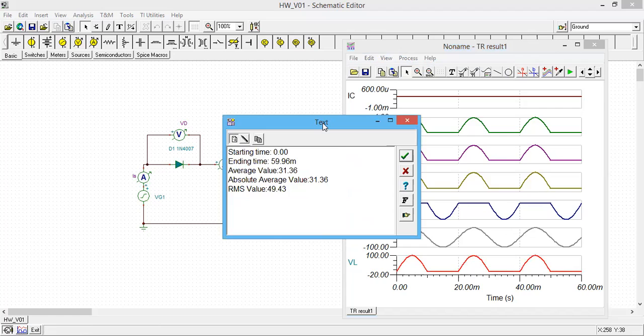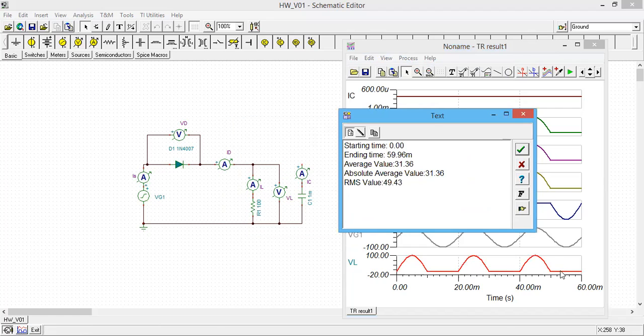It will do this averaging from 0 to 59.96, almost 60 milliseconds. So it will take this total period, get the integral and get the average. So the average value is 31.36, which is the DC voltage of this output, right? Which we have used from our equation. So when you find the calculated value, you can compare with this value from the simulation.